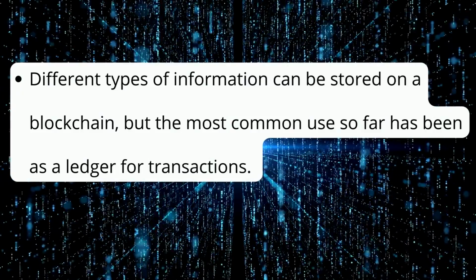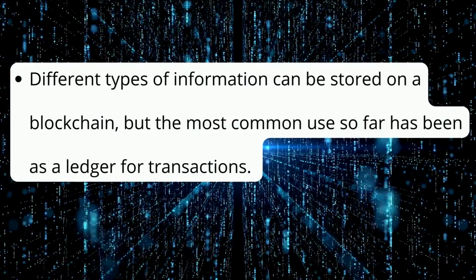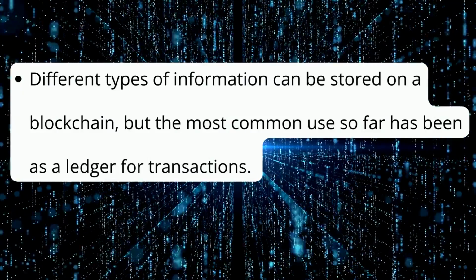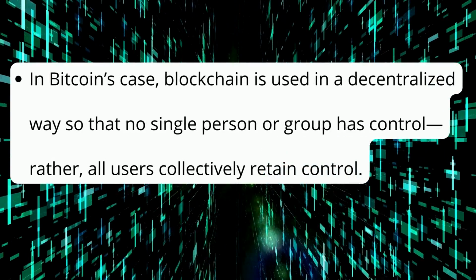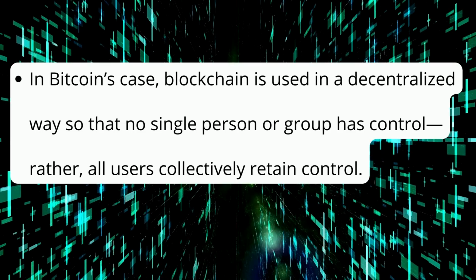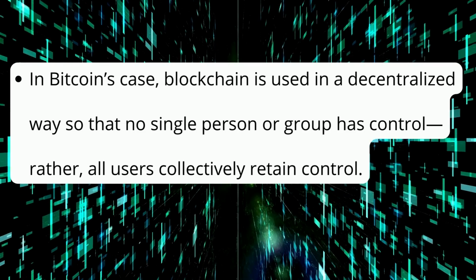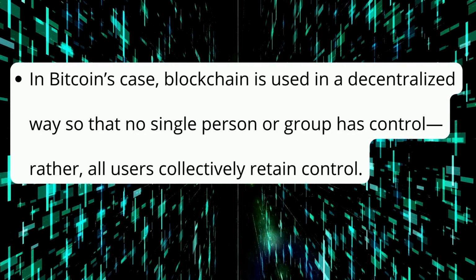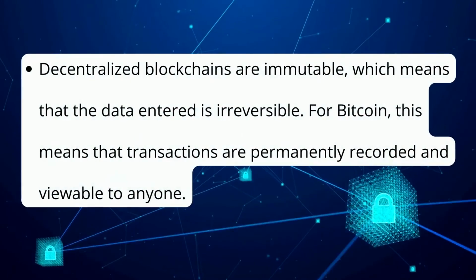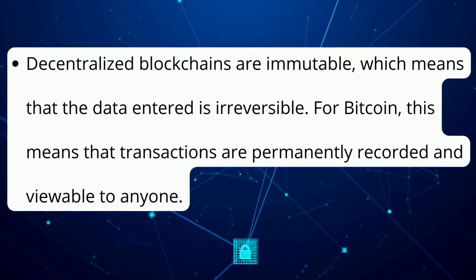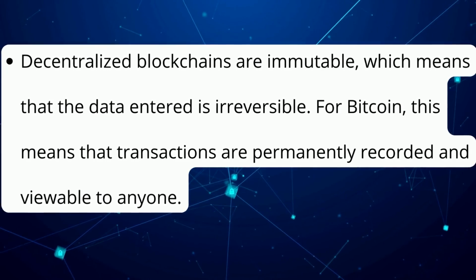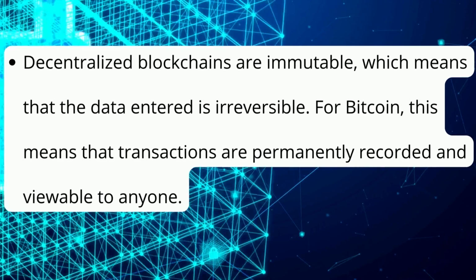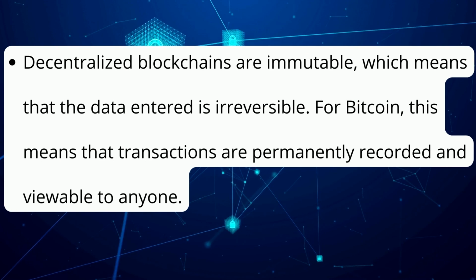Different types of information can be stored on a blockchain, but the most common use so far has been a ledger for transactions. In Bitcoin's case, blockchain is used in a decentralized way so that no single person or group has control, rather all users collectively retain control. Decentralized blockchains are immutable, which means that the data entered is irreversible. For Bitcoin, it means the transactions are permanently recorded and viewable to anyone.